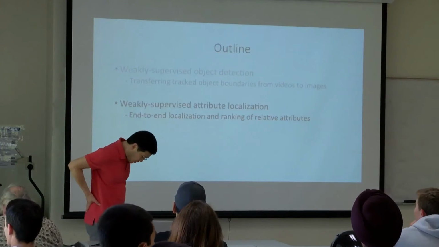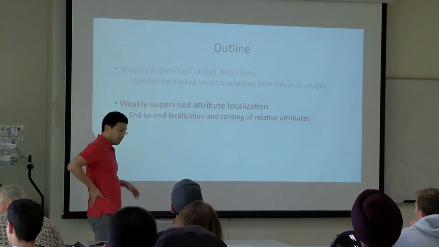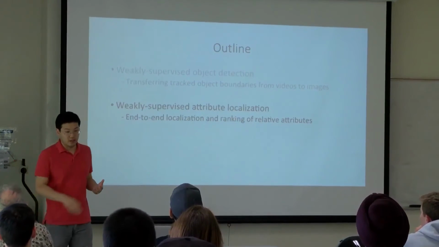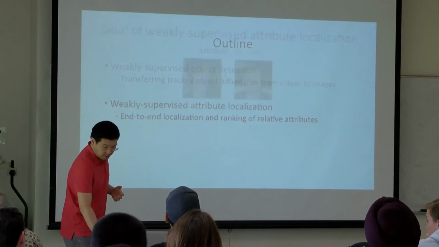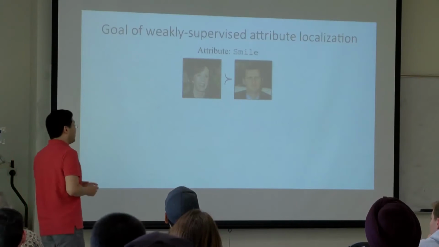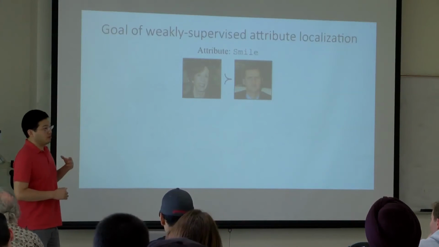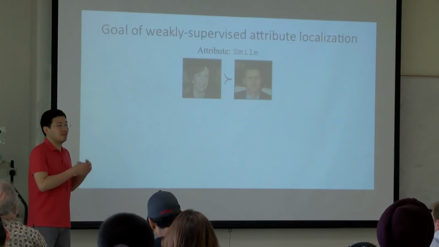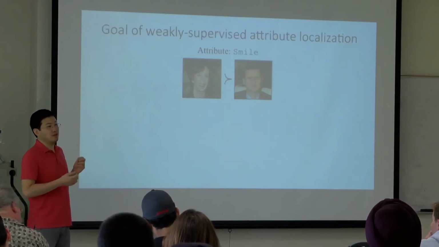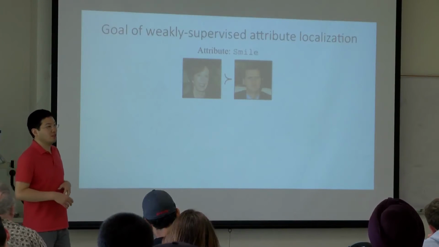Okay, so far I've talked about how to localize objects for object detection, and now I'll talk about how to localize attributes. So first of all, attributes are properties of objects. You can say here's an airplane, but you can also say the airplane is white, it's long, it's flying. All of these adjectives are attributes.